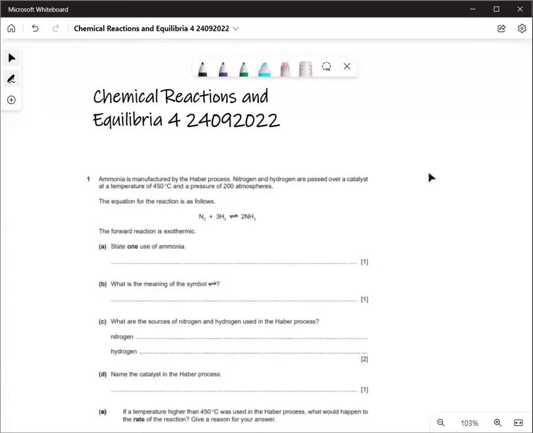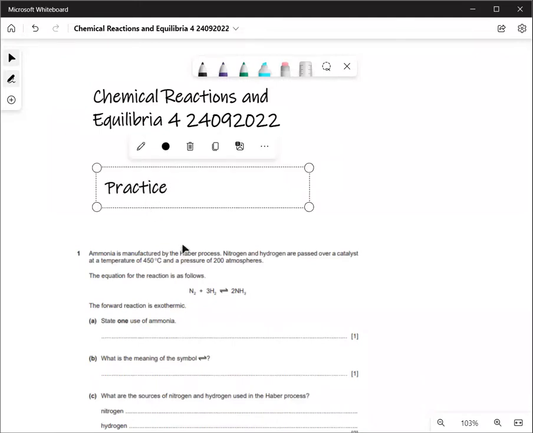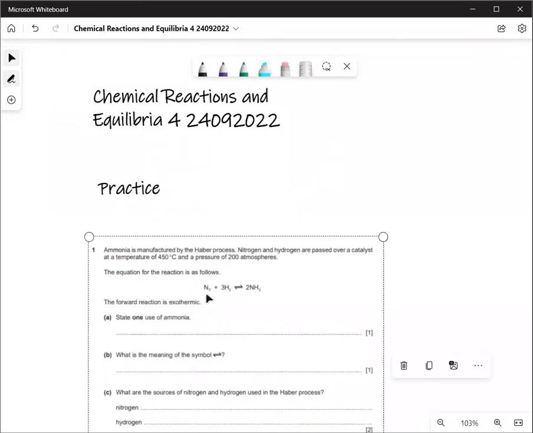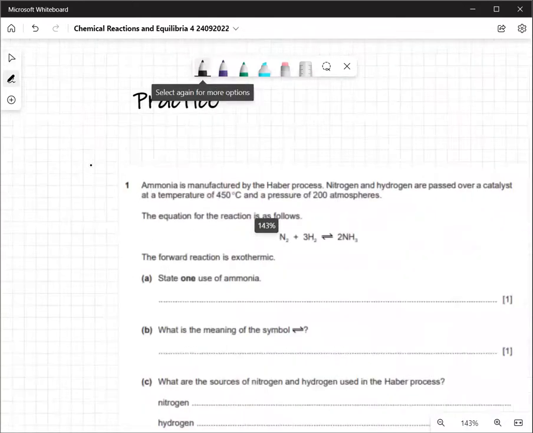We're studying IGCSE chemistry and we're starting chemical reactions and equilibria 4. In today's class, we're going to practice a lot of questions and revise whatever we have missed. We have finished the syllabus, so practice is what comes after that. Let's start with the first question.